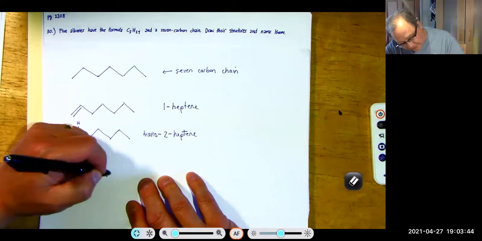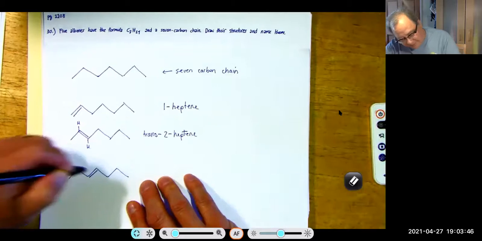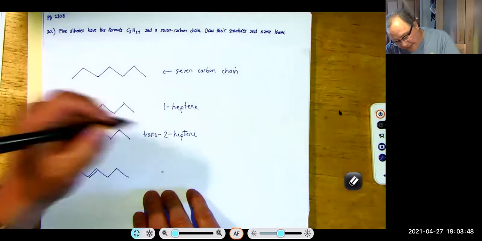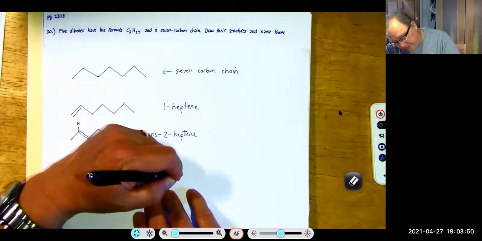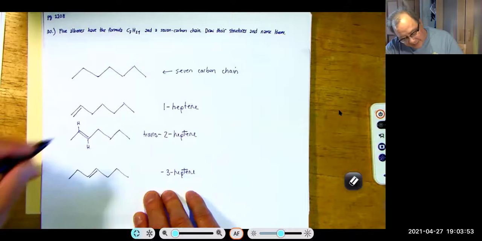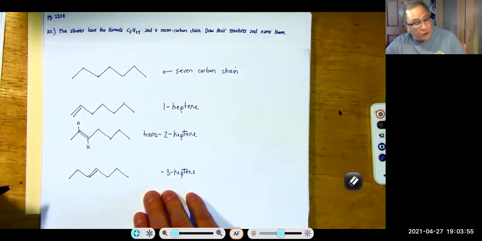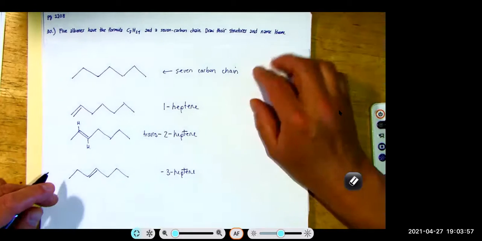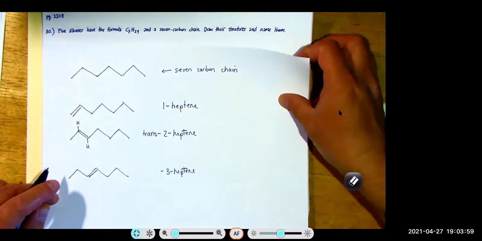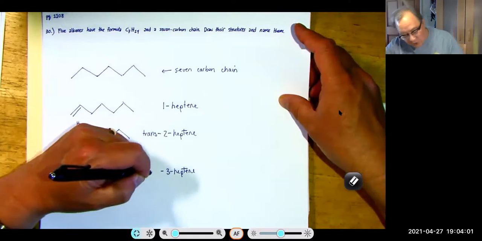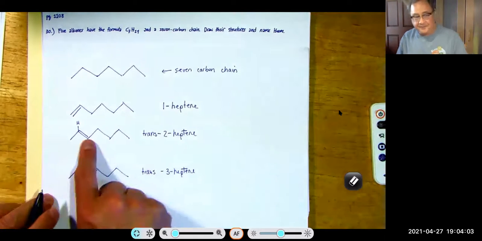And I'm going to move it one more time. And this is called 3-heptene. And is this one cis or trans? Trans again then. Trans. Now, let's draw the cis version of this.